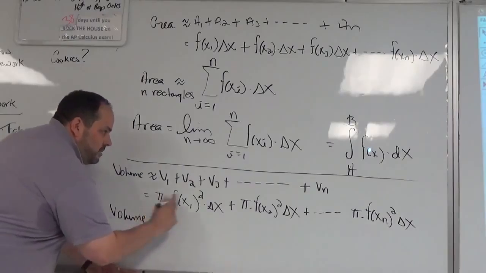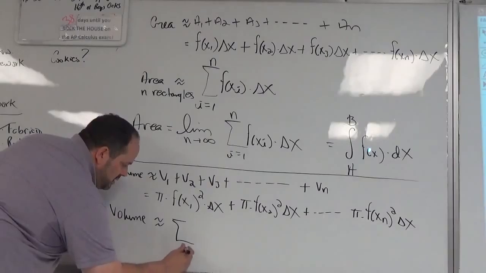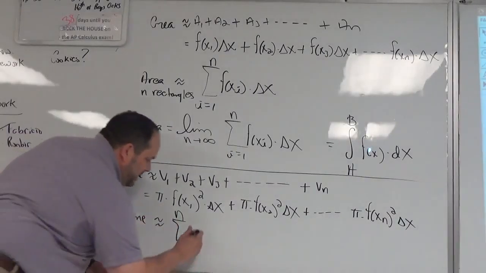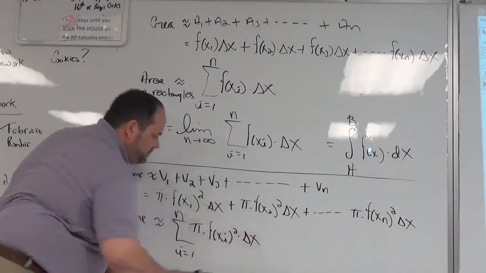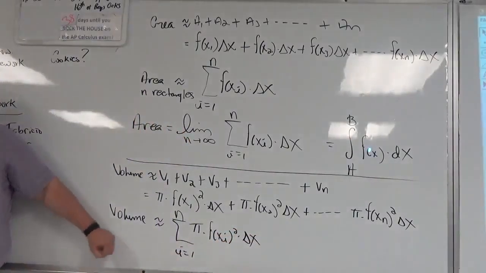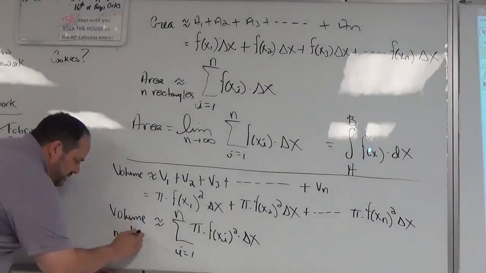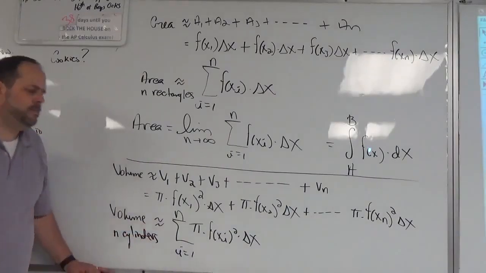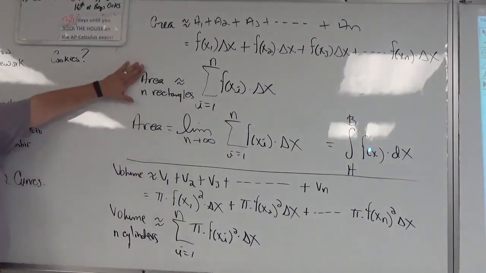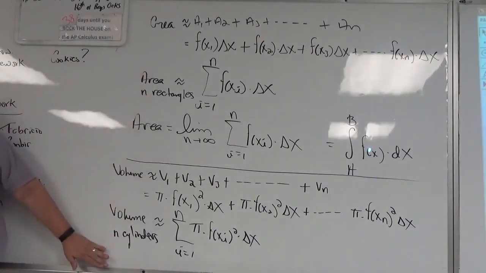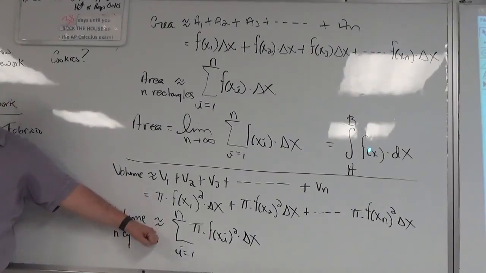You can say that your volume, rather than writing them all out, let's use sigma notation again. So we're going to go from 1 to n, pi times f of x sub i squared times delta x. That's how you're going to approximate the volume if you want to look at n cylinders. Big picture, is everybody mostly okay? It's the exact same idea with area, applied with volume. But this is going to give me the approximate volume.